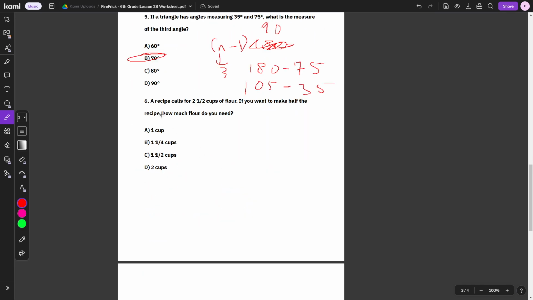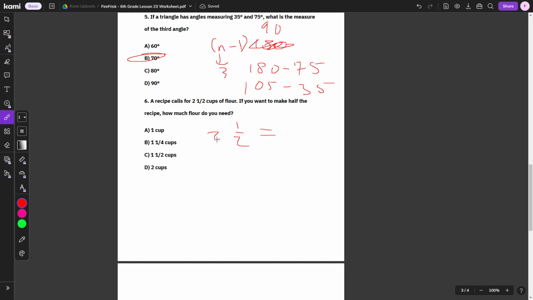Final question. A recipe calls for 2.5 cups of flour. If you want to make half the recipe, how much flour do you need? Well, 2.5 cups of flour, you want to make half the recipe. You just divide 2.5 cups of flour by 2. But how do you do that? Because it's a mixed number, and no one wants to mess with these things.